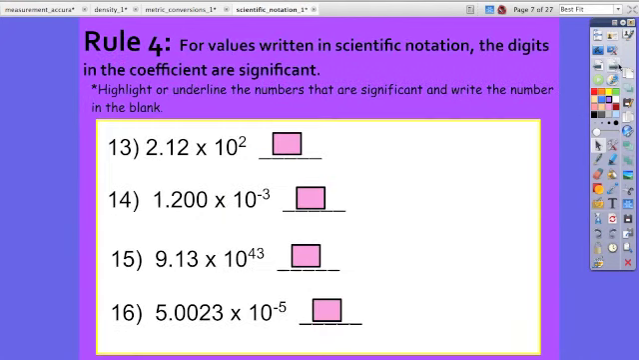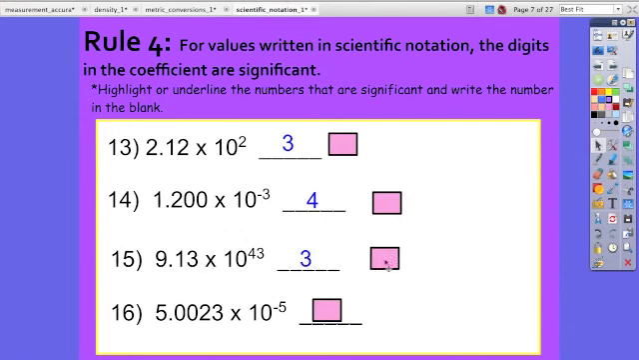Rule number 4. For values written in scientific notation, the digits in the coefficient, this is my coefficient, are significant. And this is the easiest one. All of the numbers here are significant. So we have 3, 1, 2, 3, 4, 3, 5, 1, 2, 3, 4, 5.